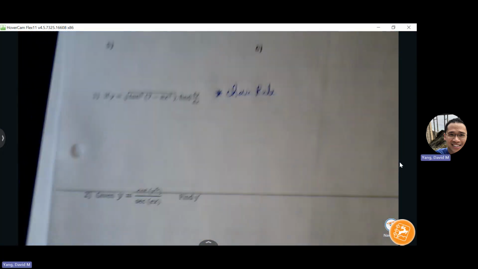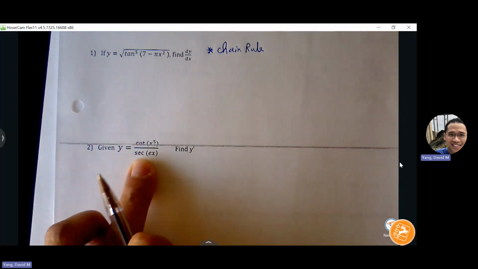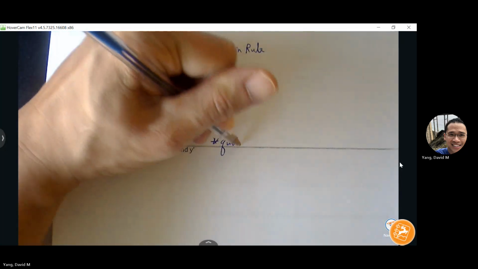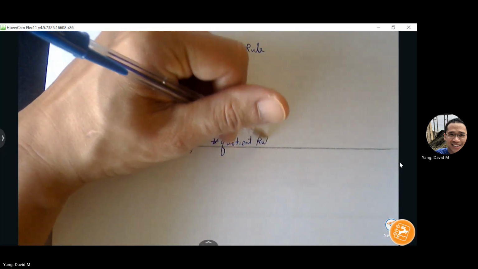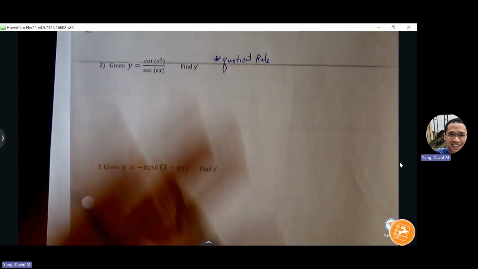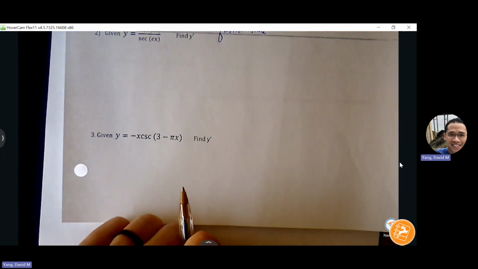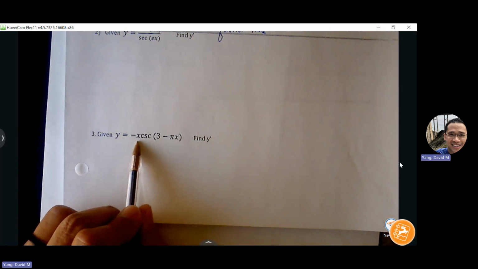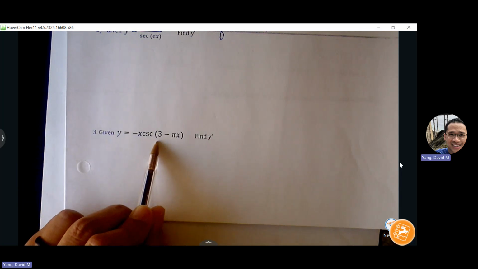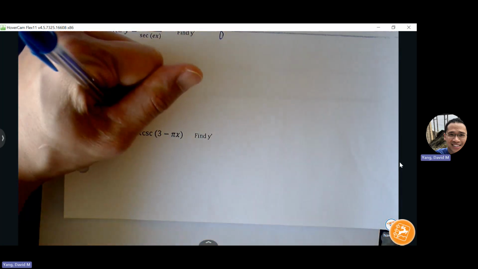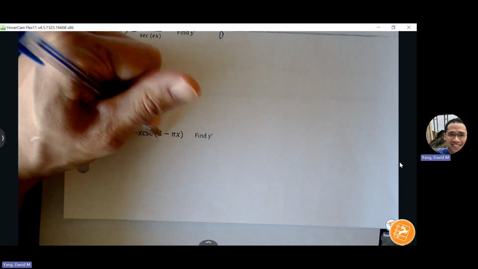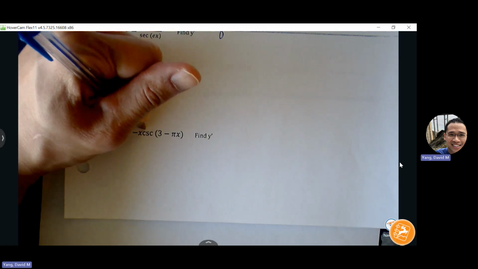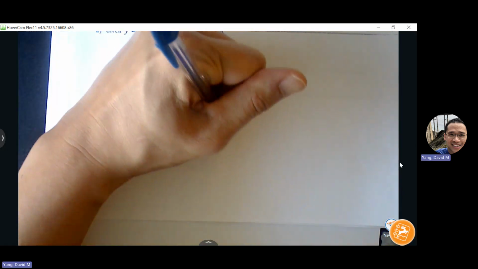Okay. What about number 2 here? What can we see involved here? Quotient rule, okay. All right, number 3, y equals negative x cosecant of 3 minus pi x. What do you see there? Product rule, yeah, it's hiding, but x and cosecant of 3 minus pi x, those are two separate terms there. Cosecant is not standalone, right? Any trig is always going to have an expression that's inside that trig, so product rule.